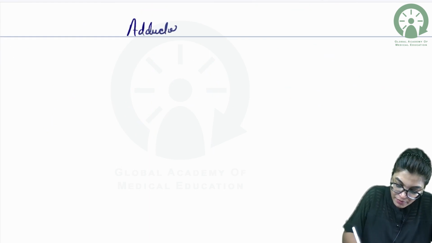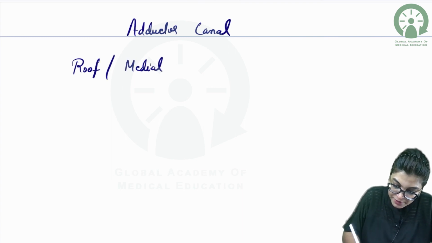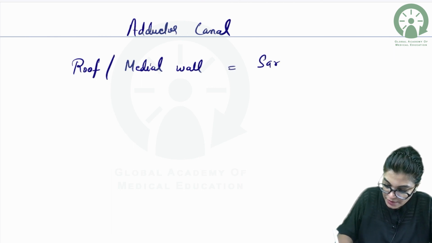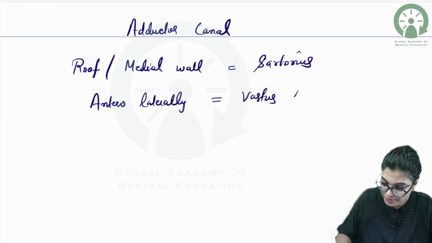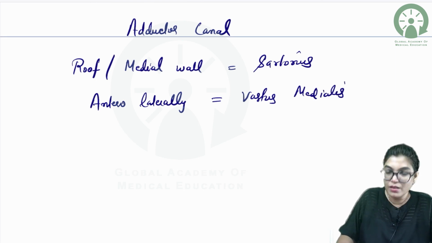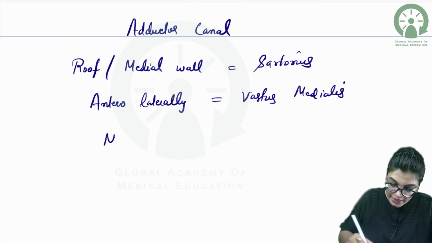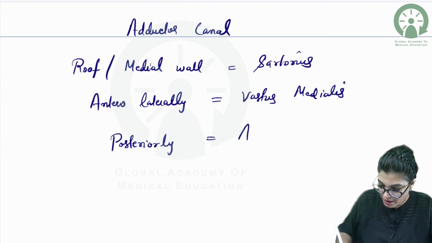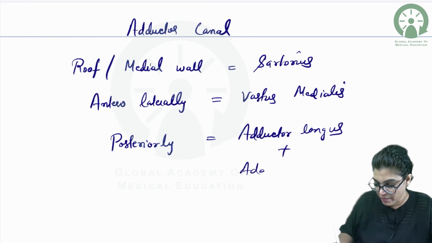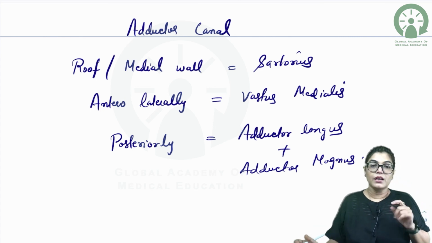Adductor canal. The adductor canal roof or medial wall is formed by sartorius muscle. Anterolaterally it is bounded by vastus medialis muscle. And posteriorly it is bounded by adductor longus muscle along with adductor magnus muscle. Now, so done with this.